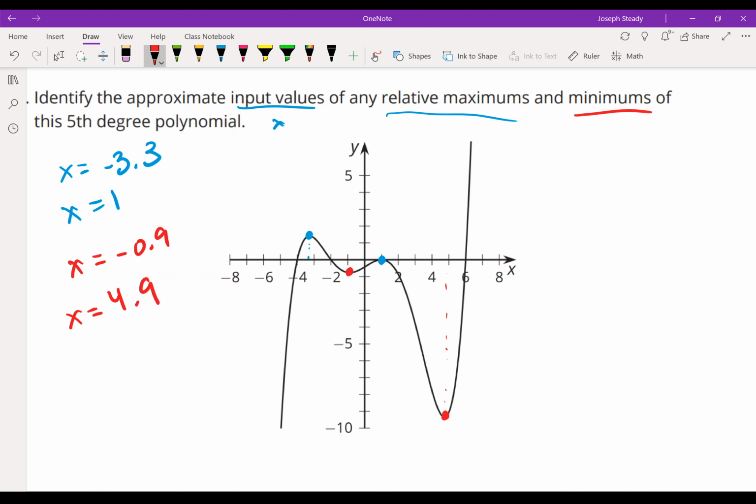But again, we estimated the input values, the x coordinates, for all of our relative maximums and all of our relative minimums.